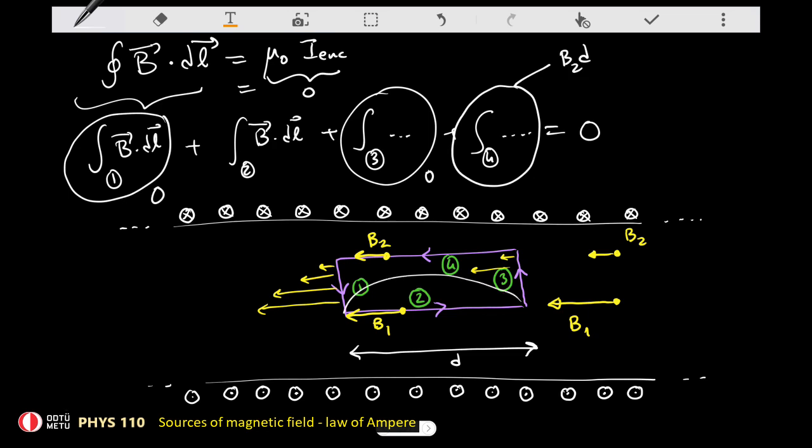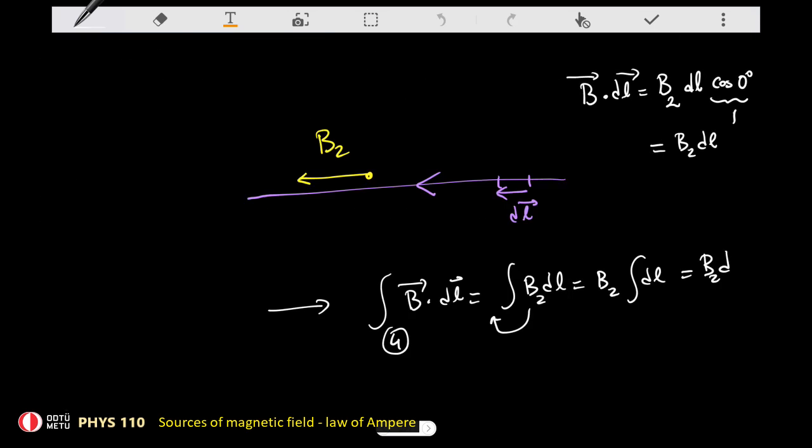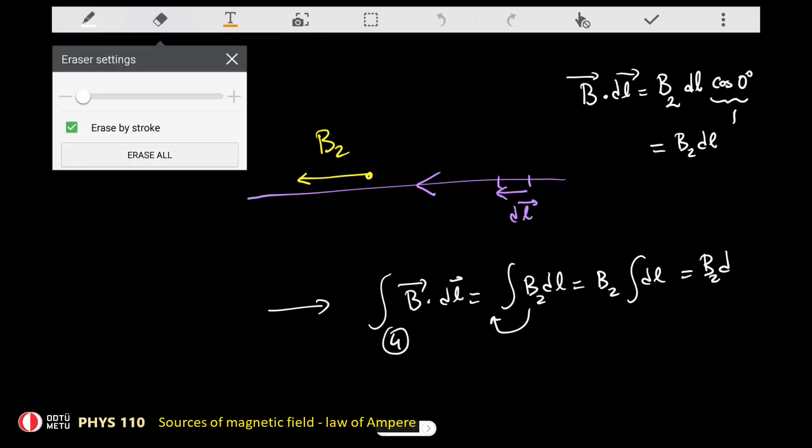Now then, let's compute this integral. So I'm going to use the same picture again. Let me erase everything. Let me draw everything again.